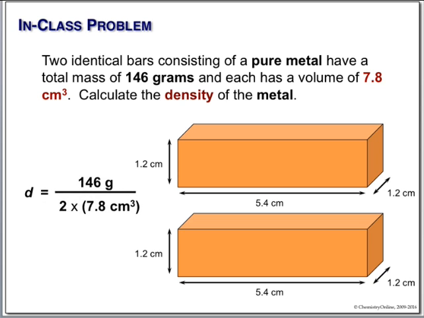So our density is going to be our mass here, and we're going to divide it by our total volume, 7.8 for each one. And if you do this calculation, by gosh, it turns out the same. So it's independent of your sample size.